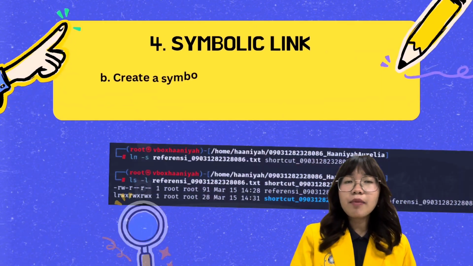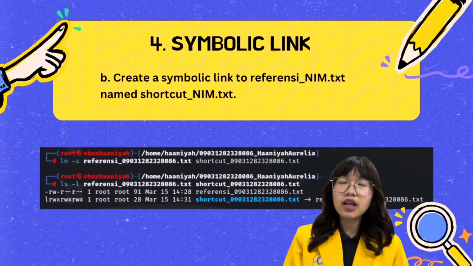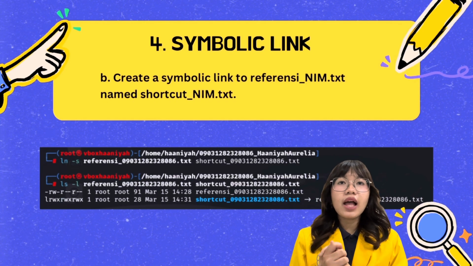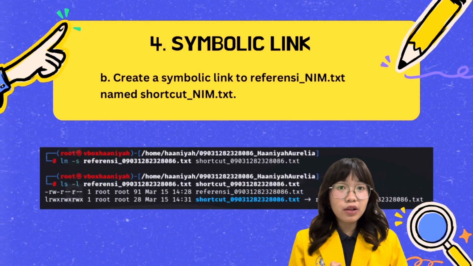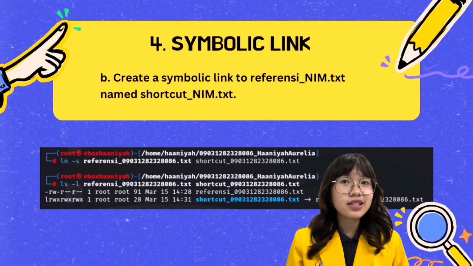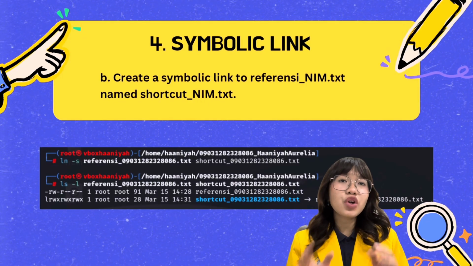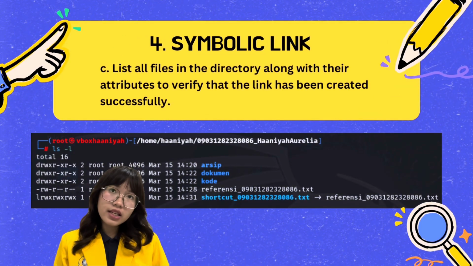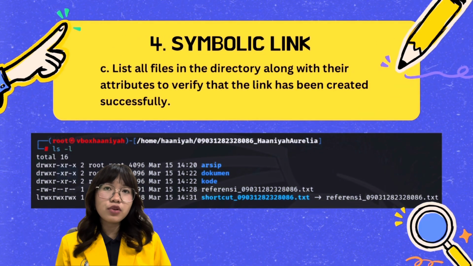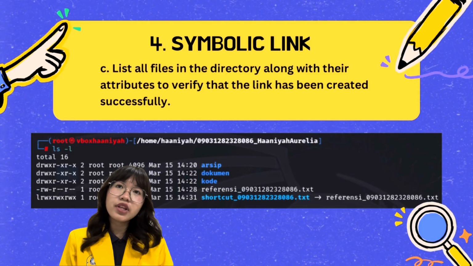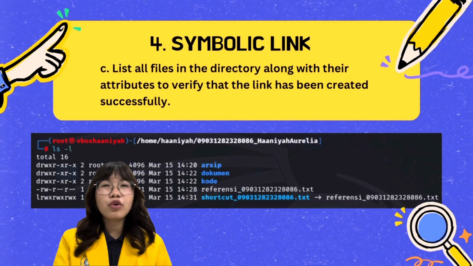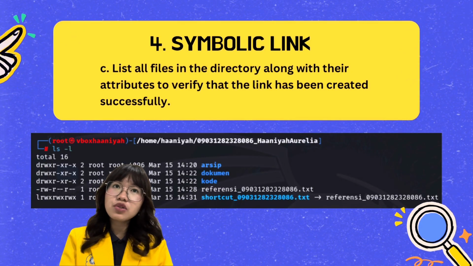B. Create a symbolic link to referensi_name.txt named shortcut_name.txt. Okay, we will use the command ln -s referensi_0903.txt shortcut_0903.txt. This command creates a shortcut linking to the original file. And then C. List all files in the directory along with their attributes to verify that the link has been created successfully. Okay, we will use the command ls -l, and the output will be this. The shortcut file points to the original.